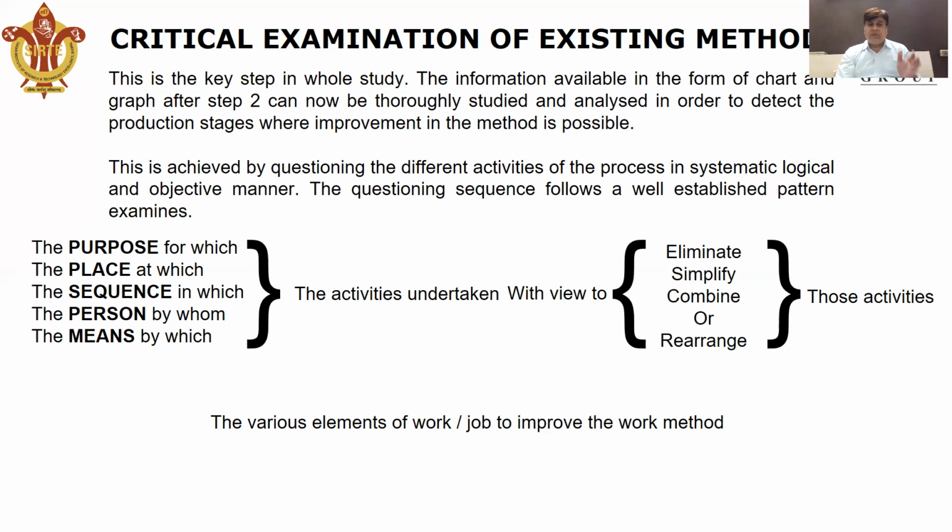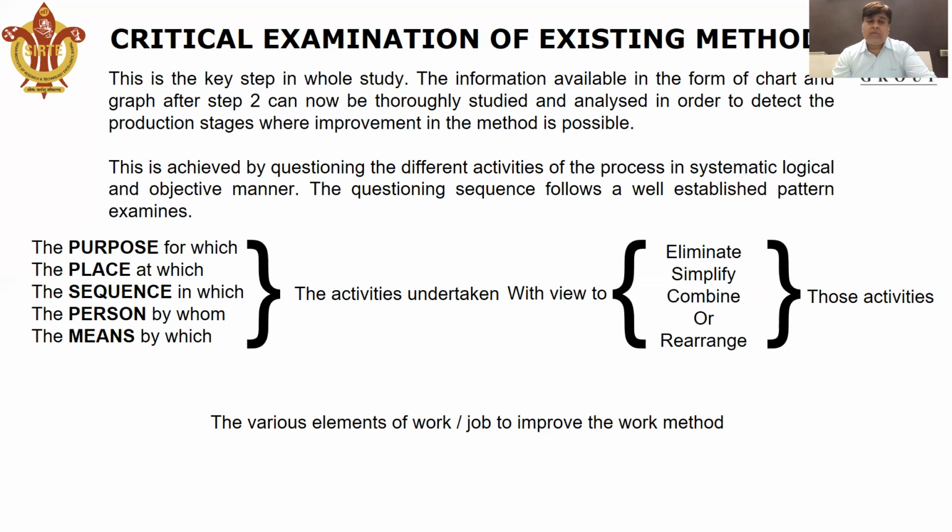Now, the first thing we have to ask is the purpose for which the activity is undertaken. Second, the place at which the activity is undertaken. Third, the sequence in which the activity is undertaken. Fourth, the person by whom the activity is undertaken, and the means by which the activity is undertaken. We have to ask these questions along with the options, so we will find out whether we should eliminate this particular method, simplify it, combine it with something else, or rearrange it.